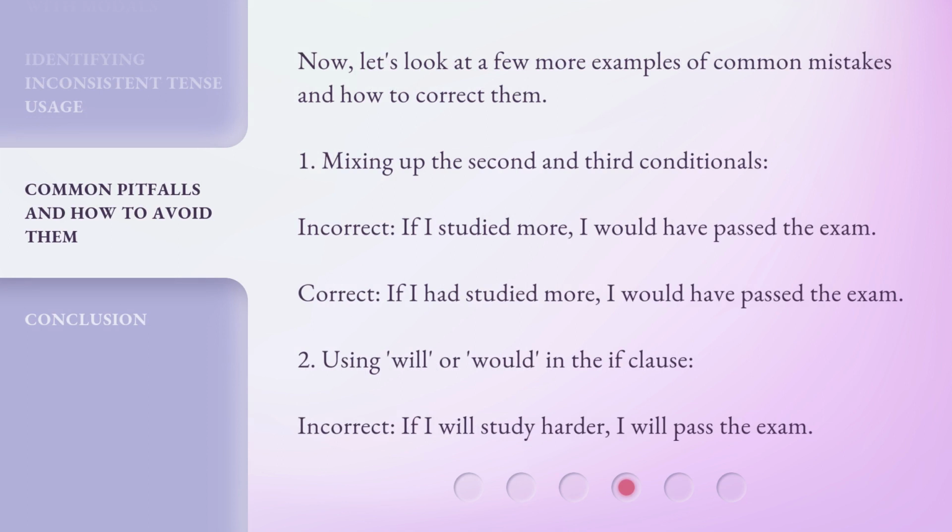Now, let's look at a few more examples of common mistakes and how to correct them. 1. Mixing up the second and third conditionals. Incorrect: If I studied more, I would have passed the exam. Correct: If I had studied more, I would have passed the exam.